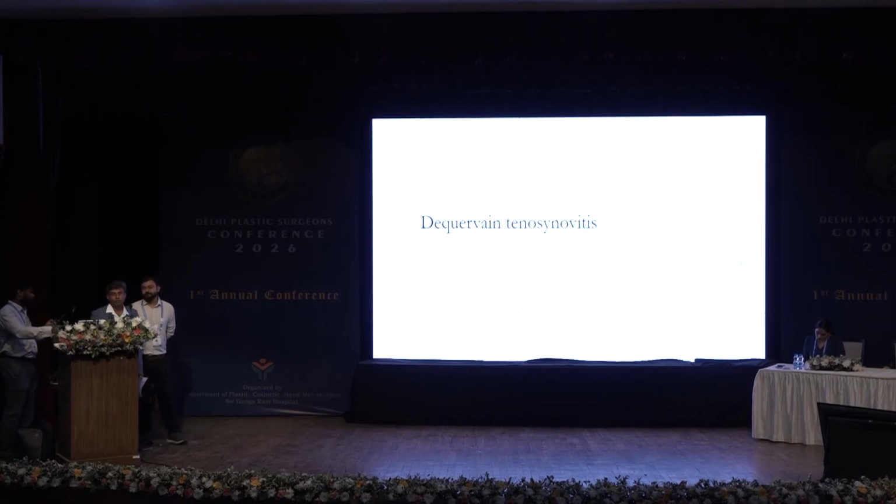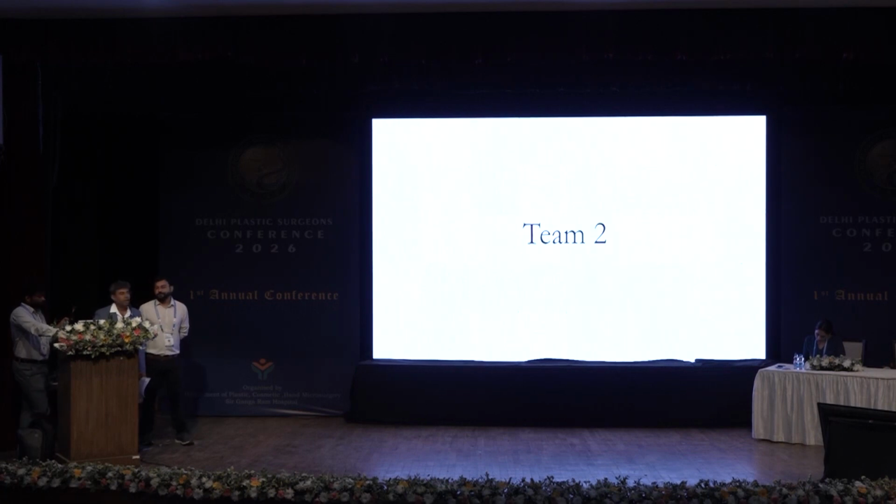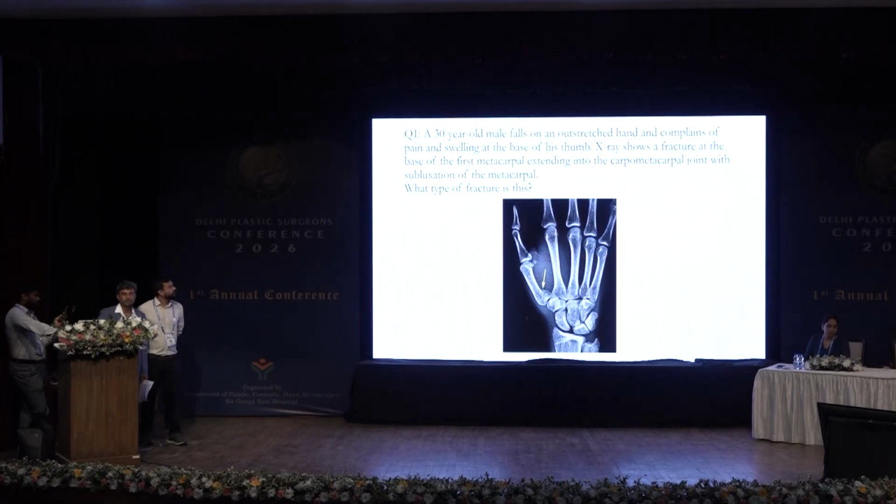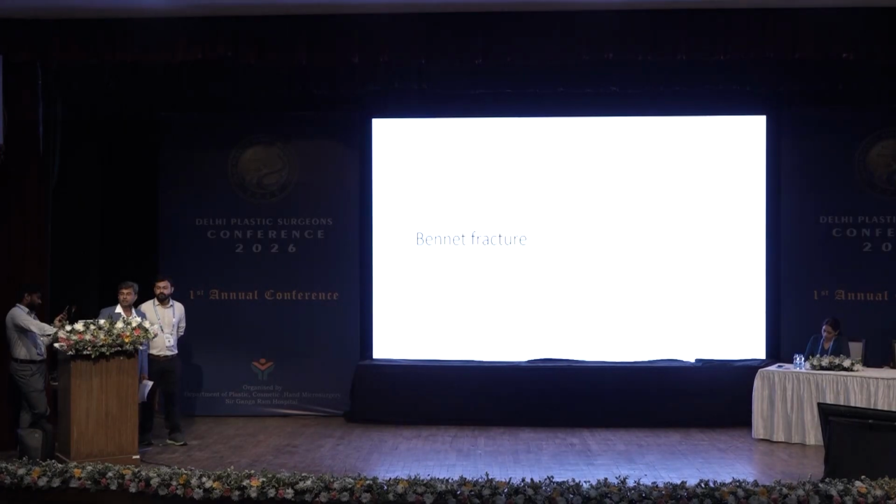Now we come to team 2. Your first question: a 30-year-old male falls on an outstretched hand and complains of pain and swelling at the base of the thumb. X-ray shows a fracture of the base of the first metacarpal extending into the carpometacarpal joint with subluxation of the metacarpal. What type of fracture is it? Bennett's fracture. Correct.